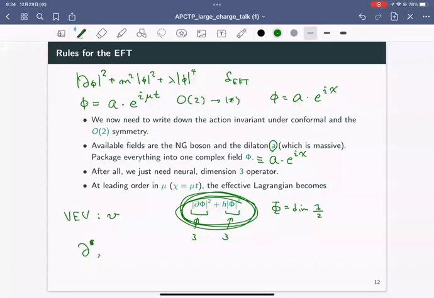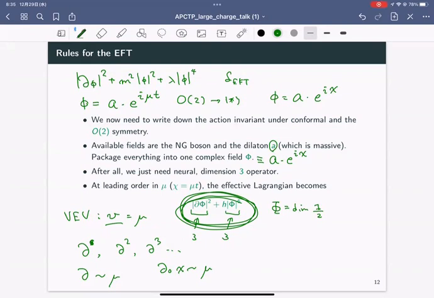In this case, it's different. The VEV is fixed by mu, like the chemical potential. And partial chi goes like mu, because partial mu, partial zero chi is mu. So it's not the ordinary derivative scaling. If you have more and more derivatives, it's not advantageous for the scaling. And this is what makes it slightly different from the ordinary chiral perturbation theory.